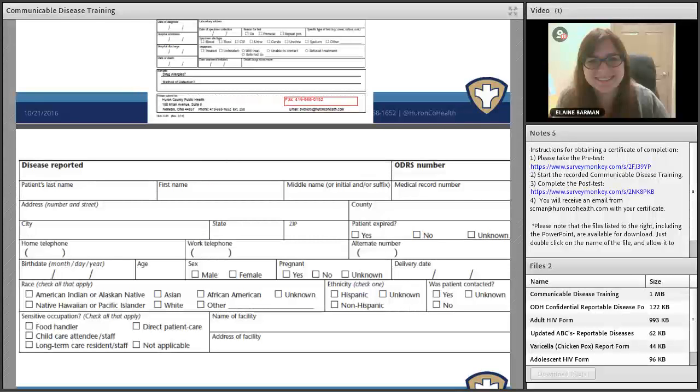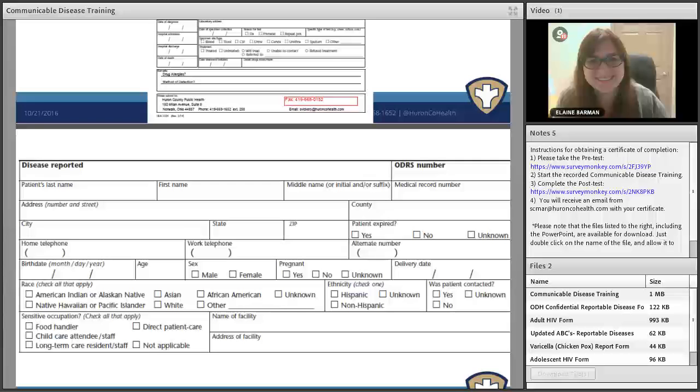Then race and ethnicity is really important because, again, I need this for every case. A lot of people leave out the ethnicity. If you know it, please check the boxes so that I don't have to keep calling you or the patient to try and get that information.